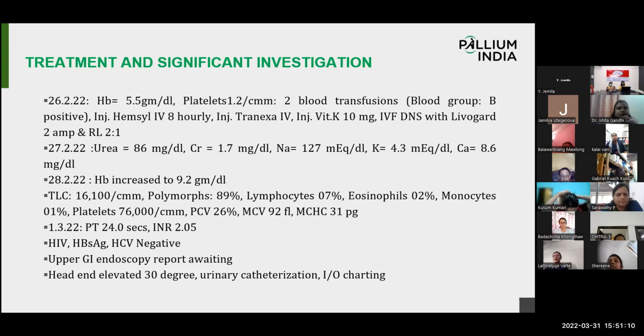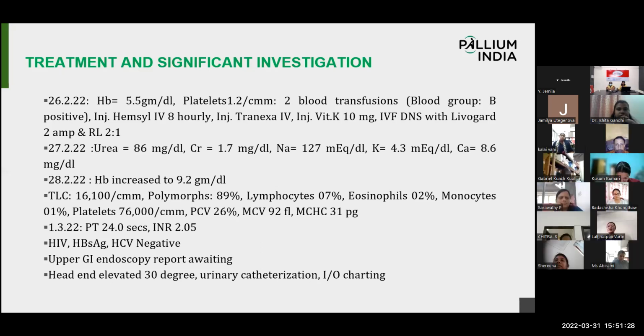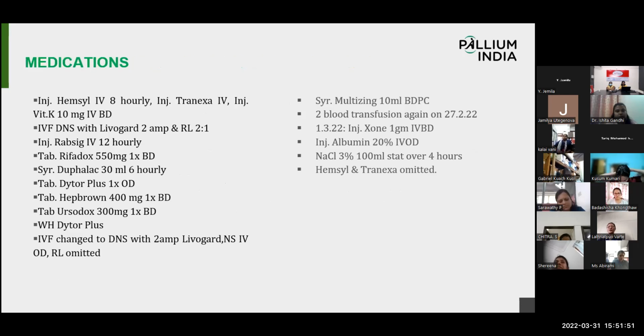Treatment and significant investigation. On 26th February, hemoglobin level was low and platelets were also low, and a blood transfusion was given. At the same time, injection Hemsil, Tranexa and vitamin K were given, and Livogard was also given with DNS, and Ringer lactate was also given. On 27th February, the investigation showed the level of urea was high and sodium was low. On 28th, hemoglobin level increased a little bit from 5.5 on 26 February to 9.2.